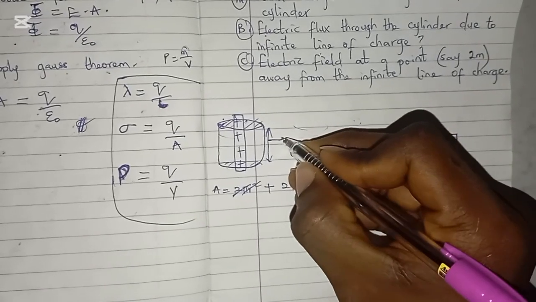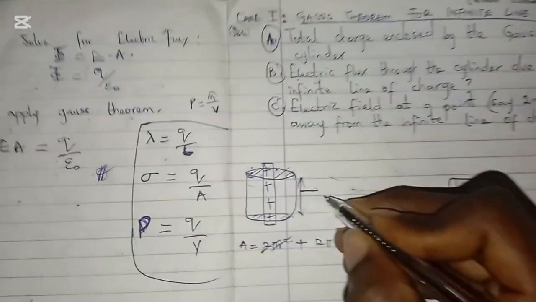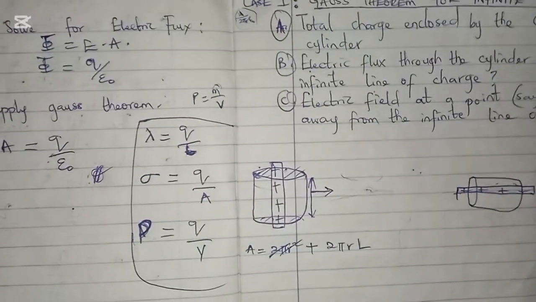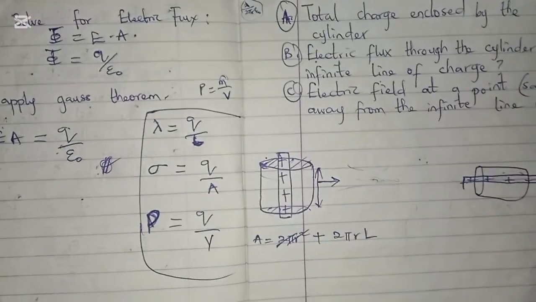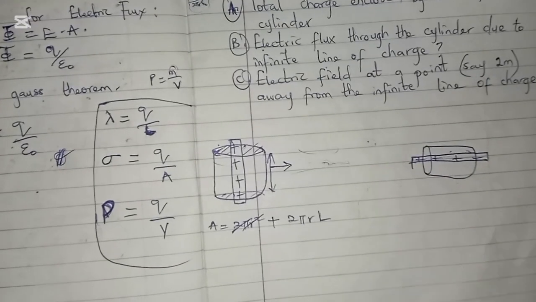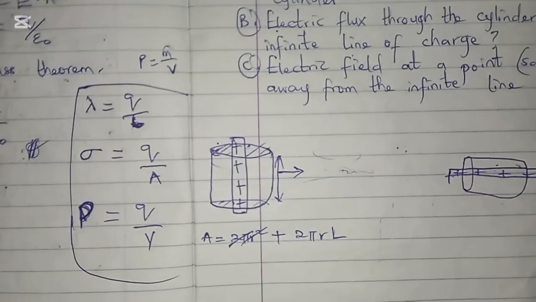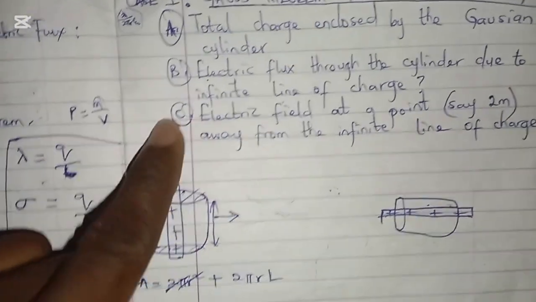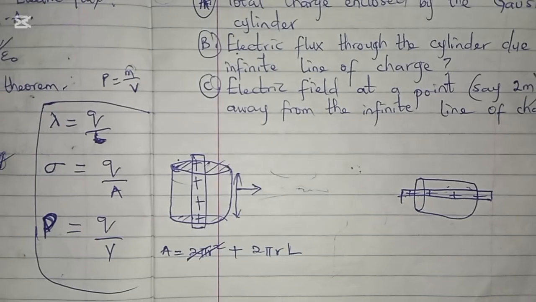And the electric field here is moving in this direction. The electric field here is moving in this direction. So for that reason, if they ask me to find the electric field, which is in option C, I'll show you how to do it.